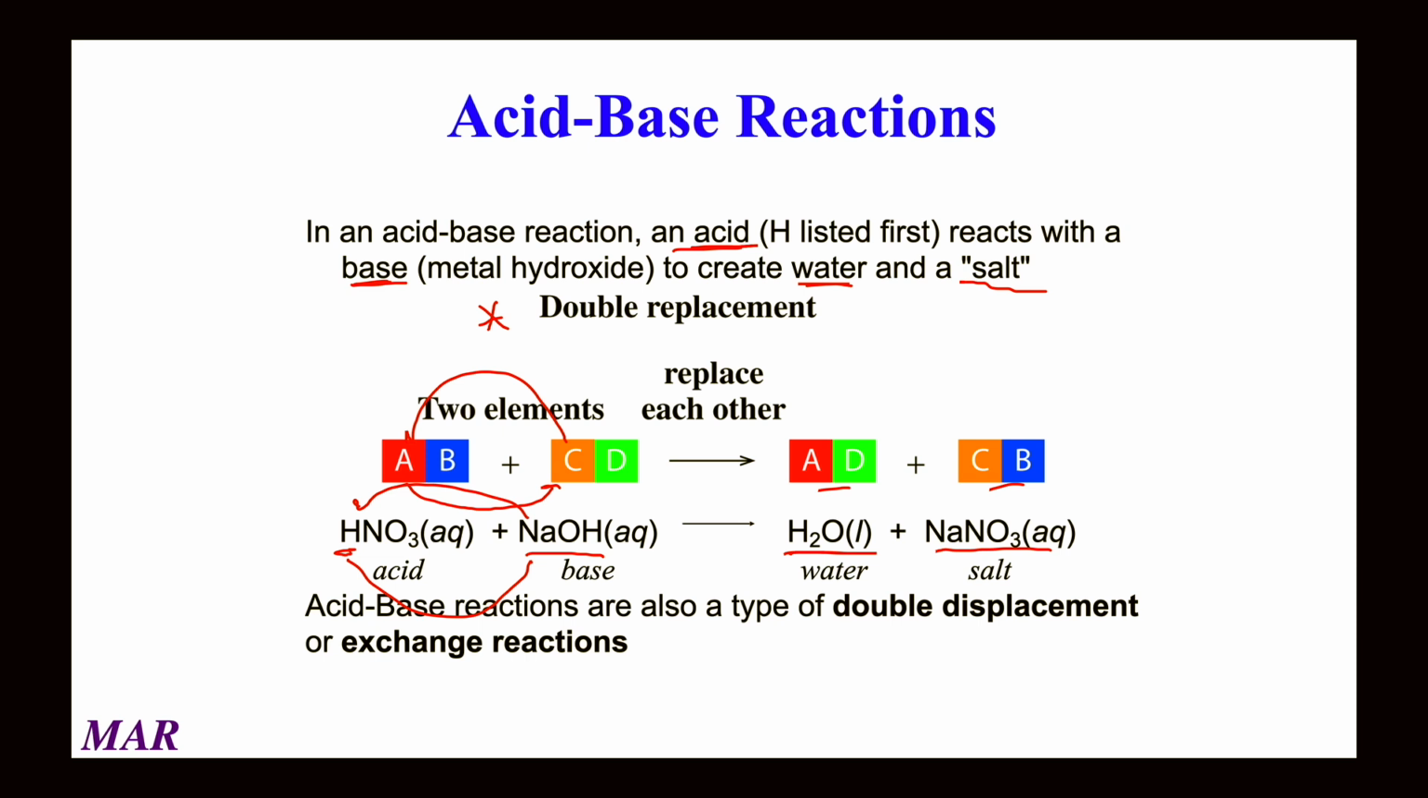And again, acid-base reactions are a type of double displacement, double replacement, or exchange reaction. We're going to see in the next part that precipitation reactions are also double replacement reactions, and there are other kinds too. But for right now, just realize it's like two dancing couples trading partners. That's really the cheesy way to think about it, and it works out pretty well.